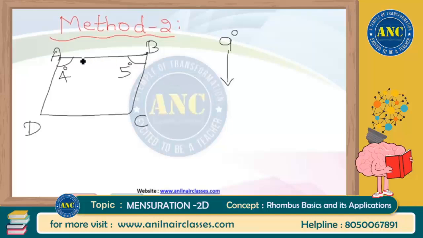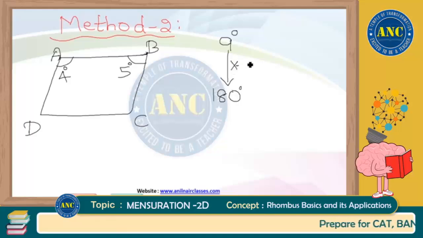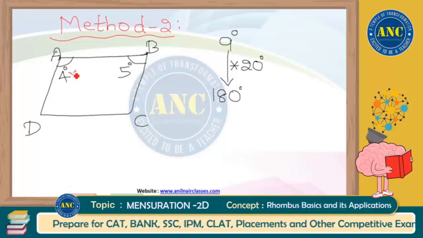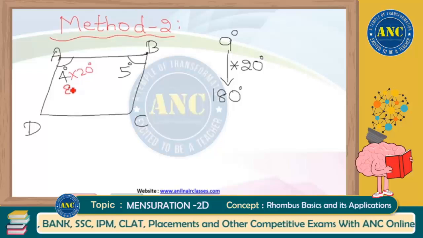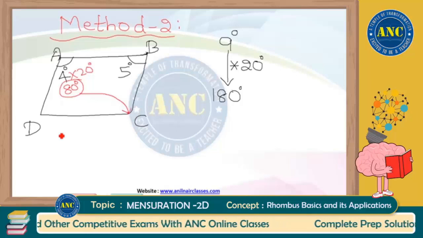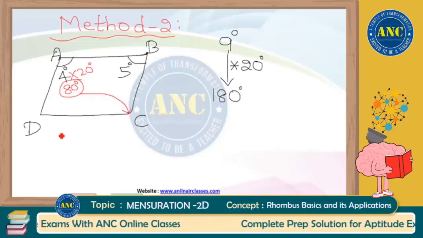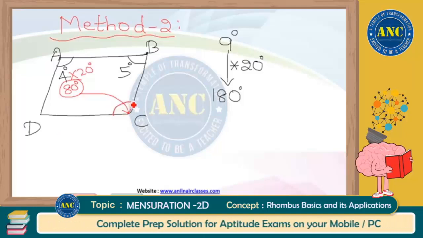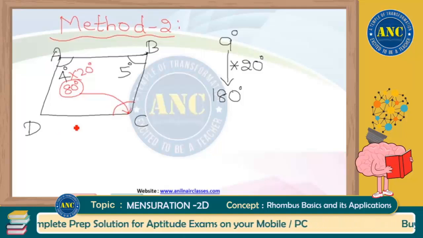According to the question, we know that two angles which are adjacent to each other in a rhombus, the sum is not 9. Actually, it should be 180. 9 into which number is 180? 9 into 20 is 180. So 4 also multiply by 20. 4 into 20 is 80. If angle A is 80, angle C also should be 80, because opposite angles in a rhombus are always equal. Angle A and angle C both are equal. Answer for this question is 80.